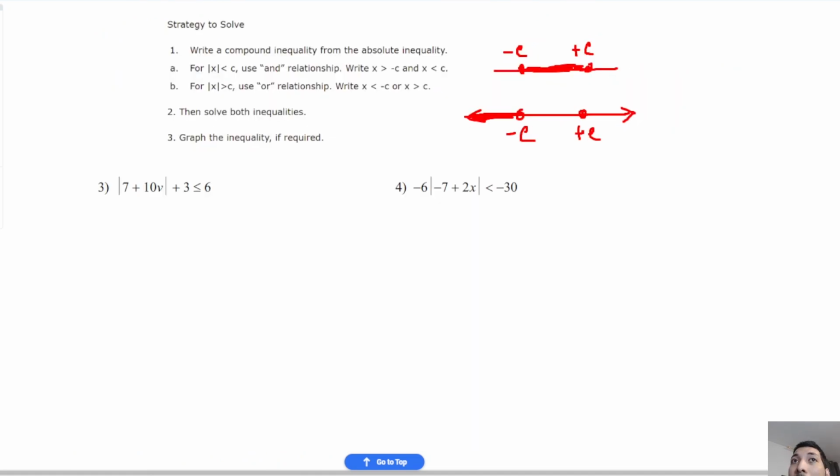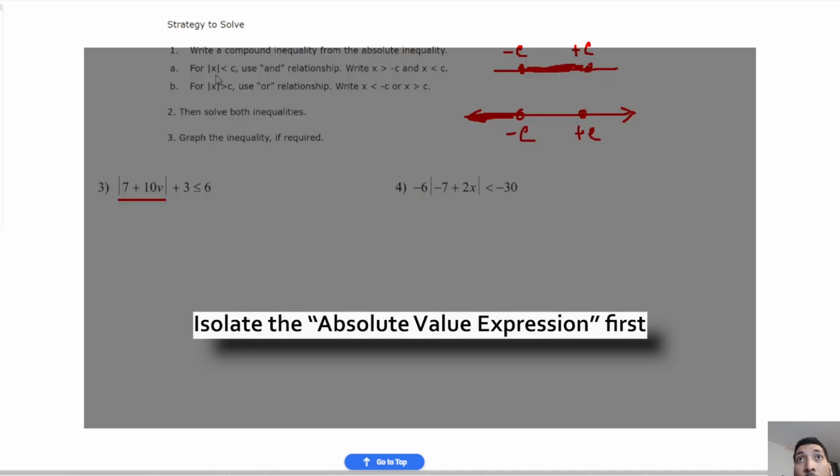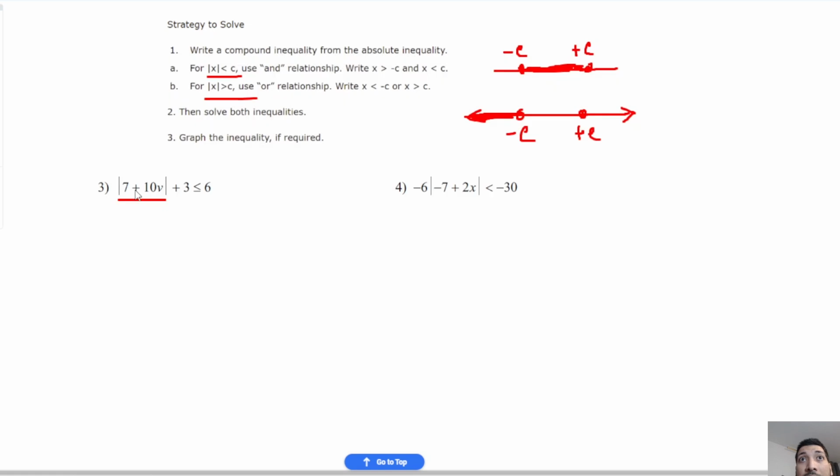Problem number 3 says the absolute value of 7 plus 10v, plus 3, less than or equal to 6. Now here again we see that we have an absolute value inequality. The first step, we make sure that we isolate this absolute value quantity before we apply these two rules, because sometimes signs can change when we isolate the absolute value quantity, and we'll see that in a problem later. So first we make sure that we isolate this absolute value quantity.